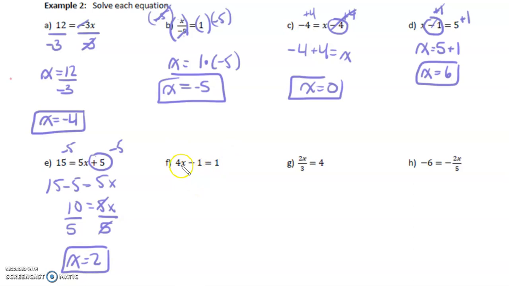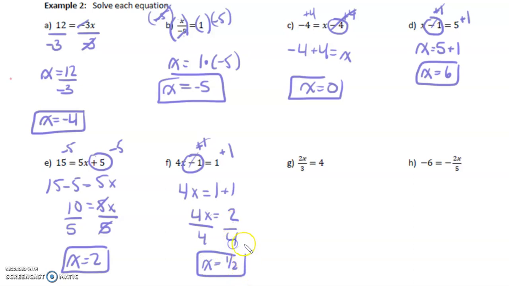Okay, 4x minus 1 equals 1. This negative 1, I'm going to add 1 to both sides. So those cancel. And we get 4x equals 1 plus 1. So we get 4x equals 2. Okay, we have to do the opposite operation of multiplication with this 4. So divide both sides by 4, and we get x equals 1/2. Right, 2 over 4 is just 1/2.